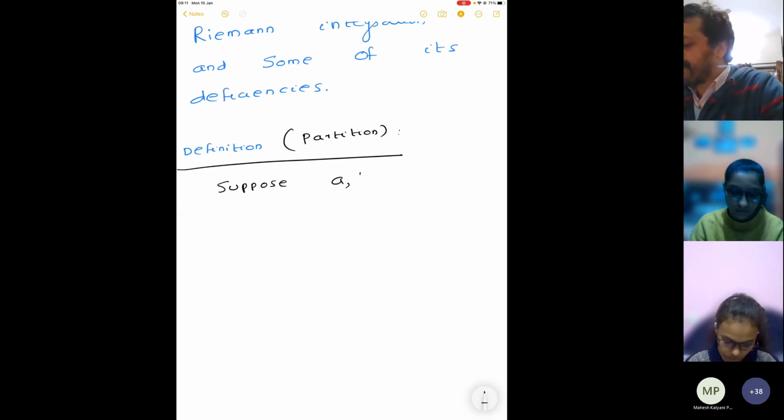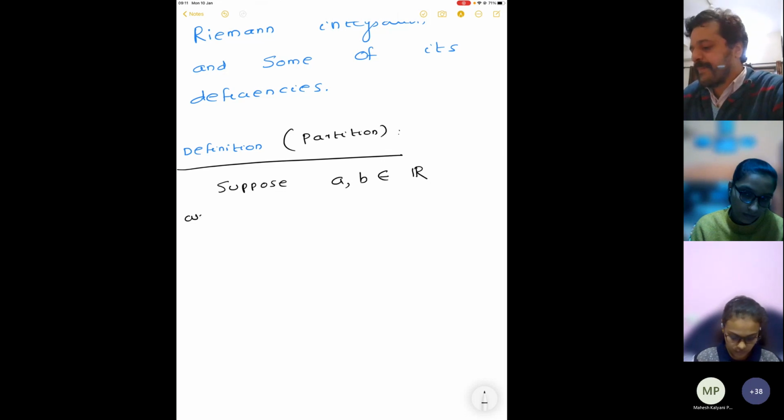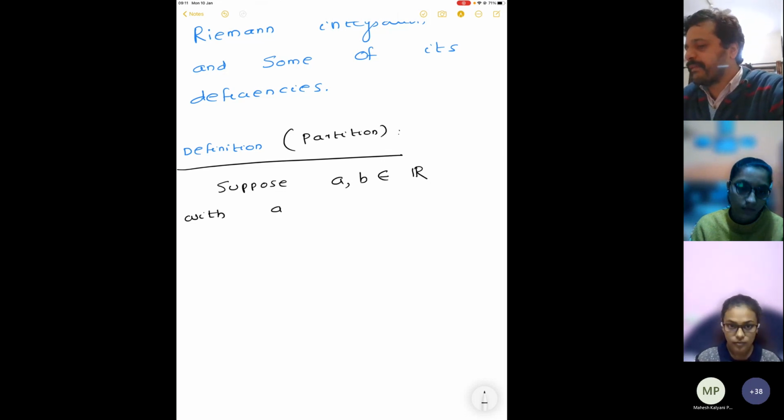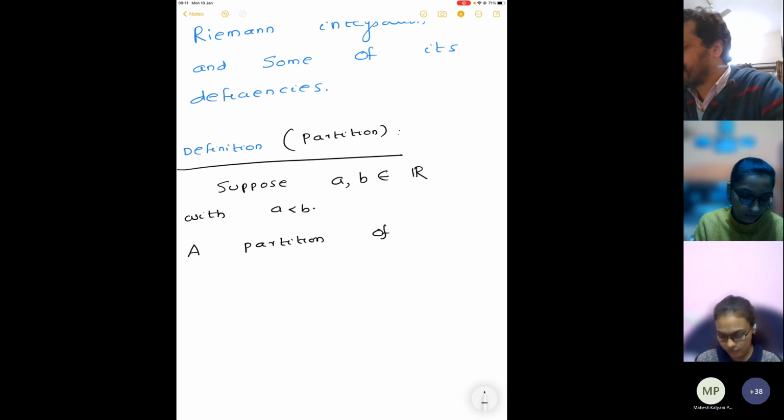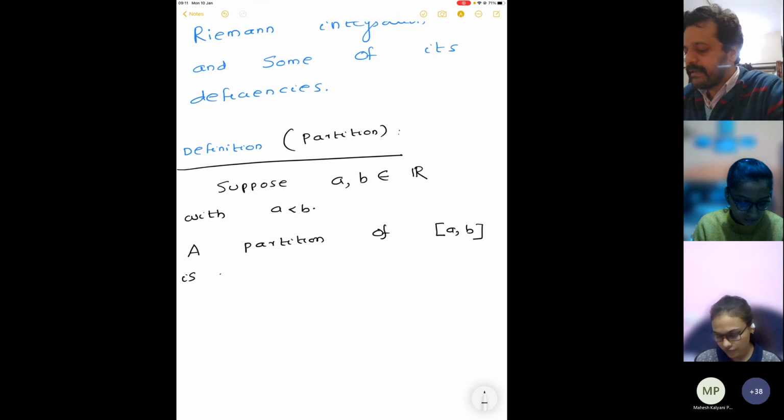Suppose a, b are two real numbers with a less than b. Now I can talk about the closed interval [a, b]. A partition of the closed interval [a, b] is a finite list of points. That's it.